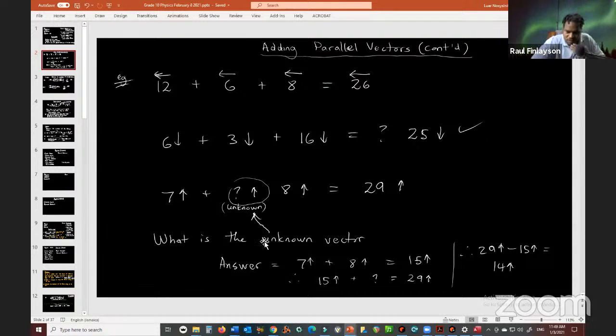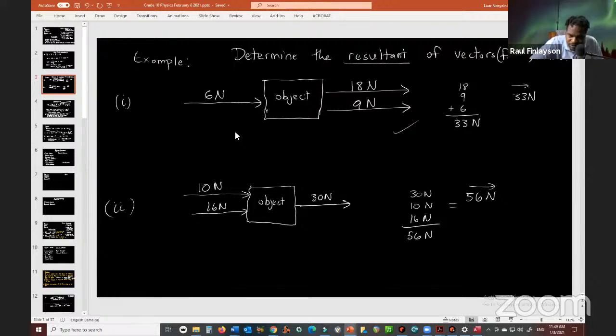Because you'd have to find out which three vectors in this case would add up to this number here. All right, so that's parallel vectors, guys. This is another example of parallel vectors here. Notice that when we add vectors together, the answer that we get is called a resultant. And so any vector that we add together is a resultant.